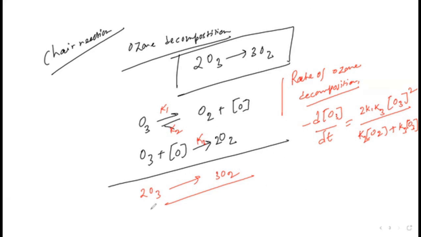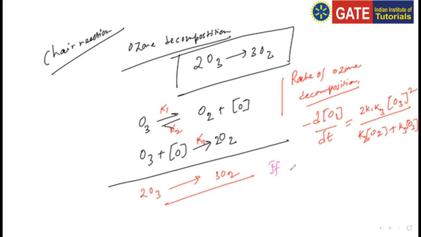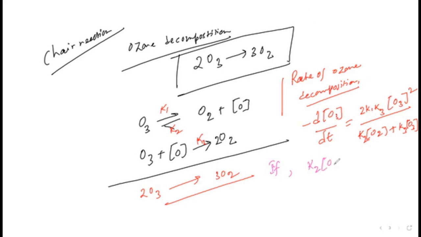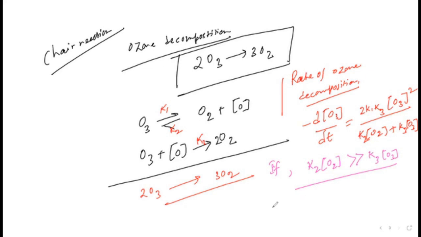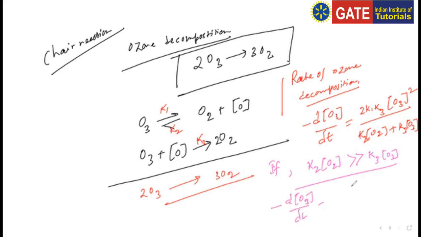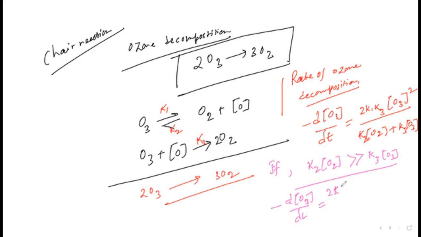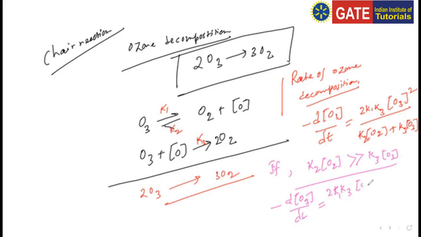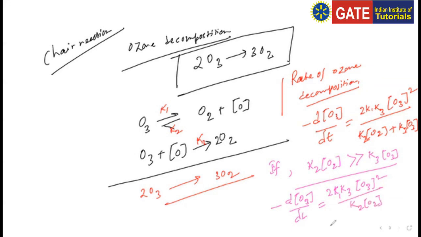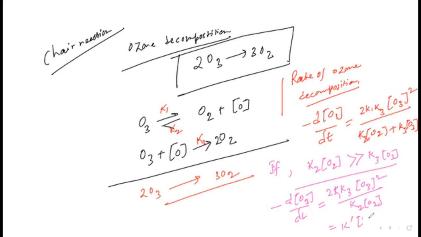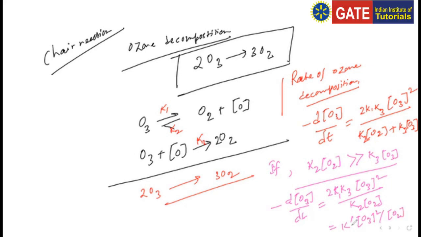Another condition can be written as: if K2 O2 is very much greater than K3 O3, then this will become K1 K3 O3 square divided by K2 O2, nothing but a new constant K dash, O3 square divided by O2. Because O2 is there, na? This total is coming as K dash.